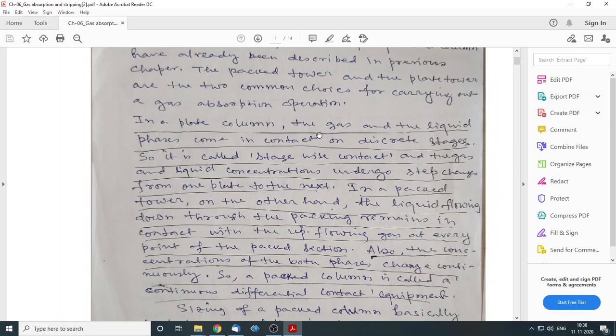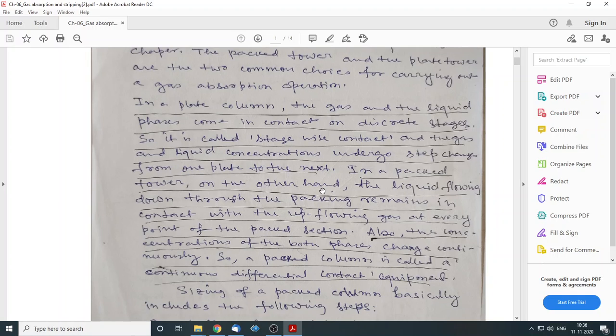In a plate column, the gas and liquid phases come in contact in discrete stages. So you understand, different plates are there, and liquid and gas come in contact on the plates. That means discrete stages are there, so it is called stage-wise contact. The gas and liquid concentrations undergo step changes from one plate to the next.